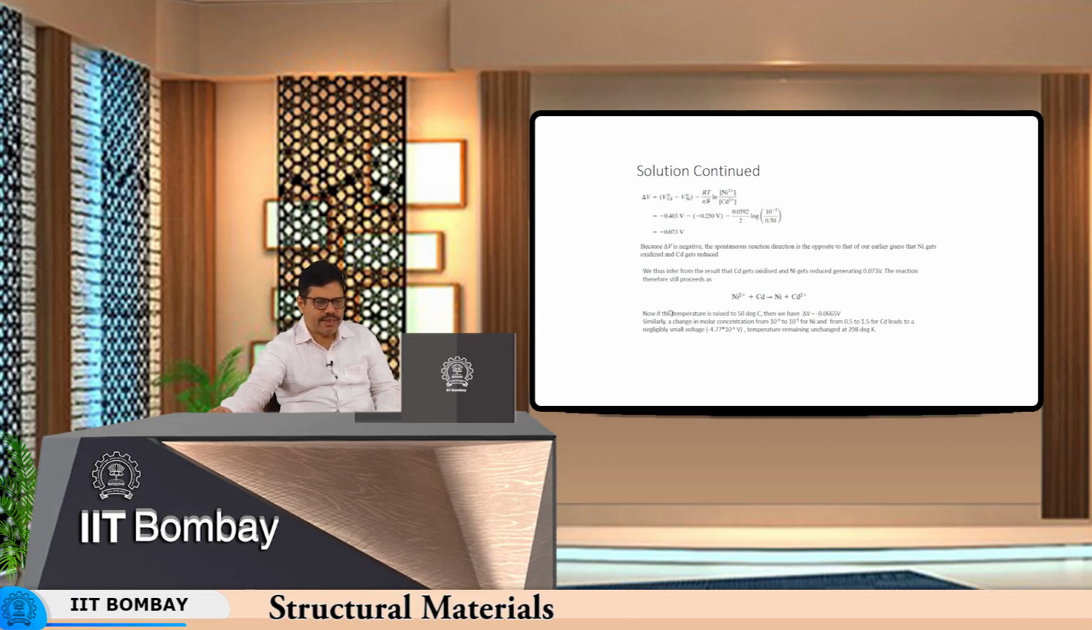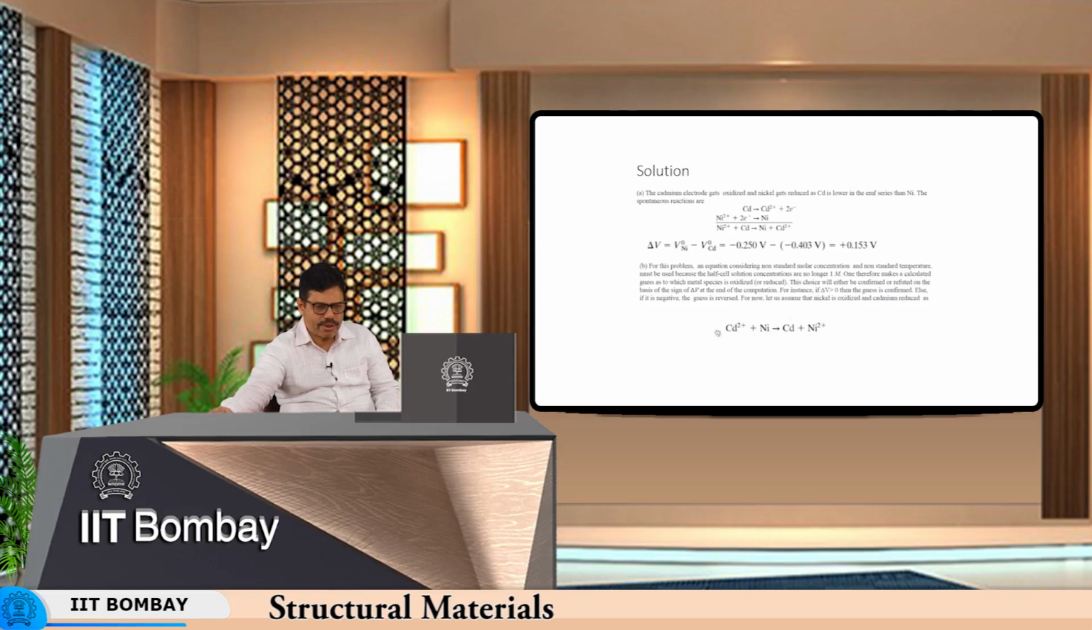Now, let us say the temperature changes to 50 degrees centigrade, then we have delta V equal to minus 0.0665 volts. So, instead of minus 0.073, we have minus 0.0665 volts. So, basically the situation remains unchanged, because again there is a negative sign. If we assume the opposite direction to be the case, that is not so, and therefore in reality it is Ni2+ becoming Ni and cadmium becoming Cd2+.